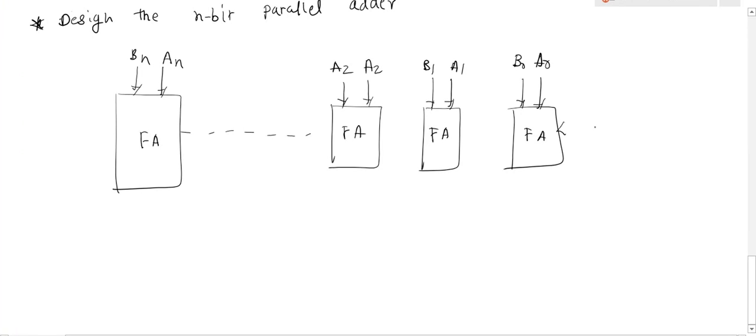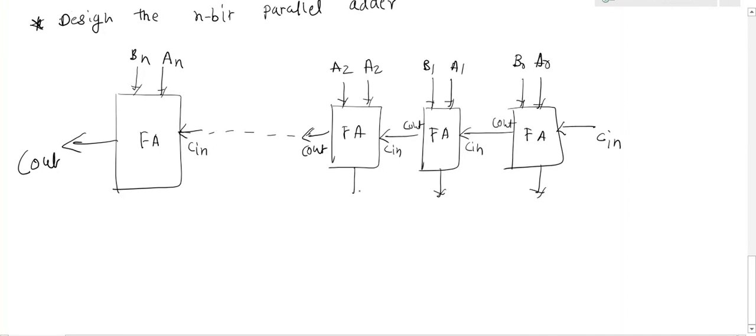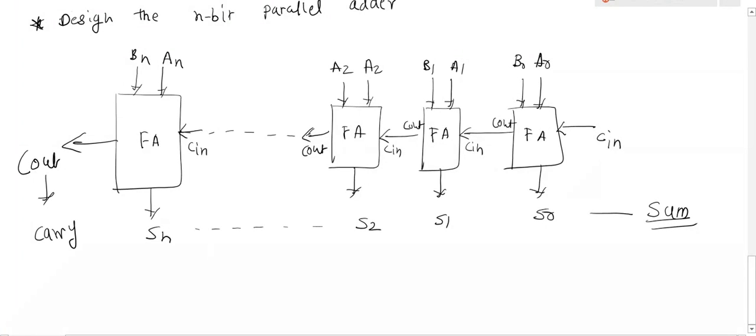Clear? And the carry input is also required. This is the carry in which is given as an input, and here the carry out. And finally this is the carry out. Clear? And the outputs generated are in the form of a sum, S0, S1, S2 up to Sn. Okay, this is nothing but the sum and this is nothing but the carry bit, which is your final output. This is the n-bit parallel adder.